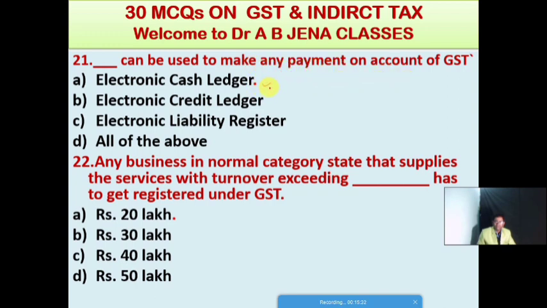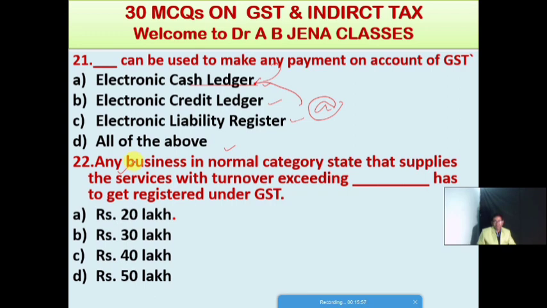Option A electronic cash ledger, option B electronic credit ledger, option C electronic liability register, option D all the above. So the right option is A, dear friends. The electronic cash ledger can be used to make any payment on account of GST. So next one MCQ, it's also very vital.